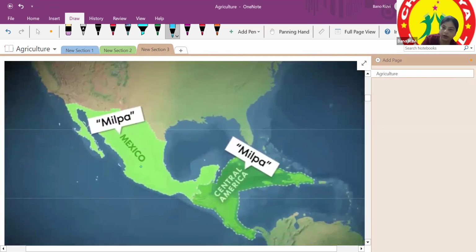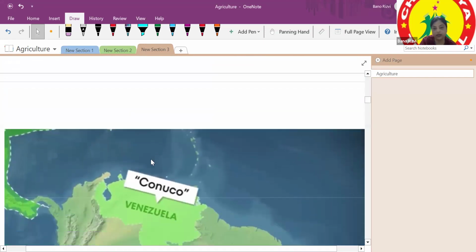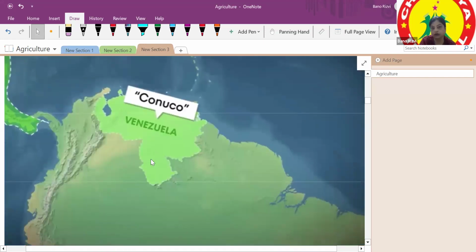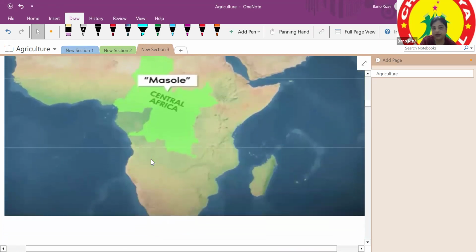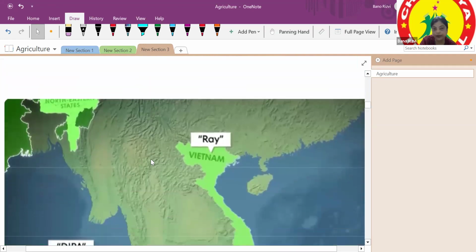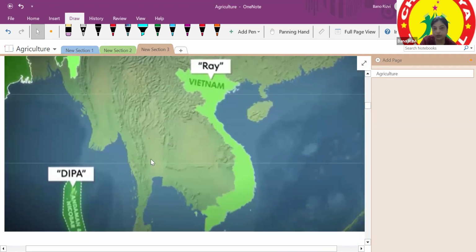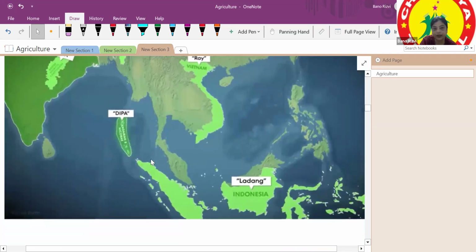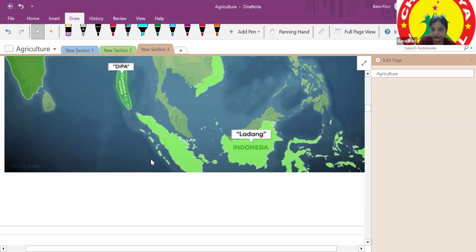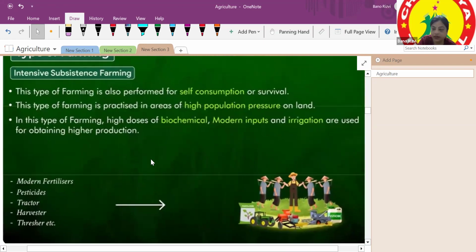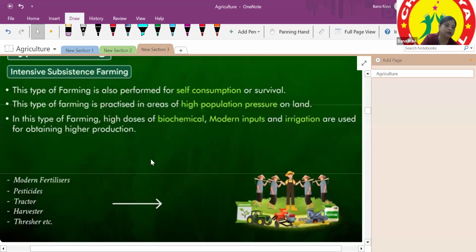And this process is used all around the world. In Mexico and Central America, it is called Milpa. In Venezuela, it is called Conuco. In Central Africa, it is Masol. In Vietnam, it is Ray. And in Indonesia, it is Ladang. You don't have to memorize this. It is just for your knowledge.